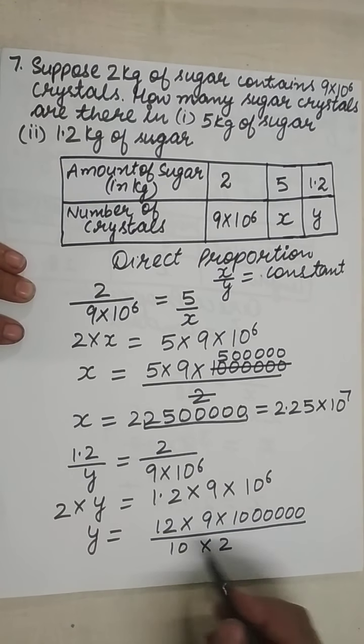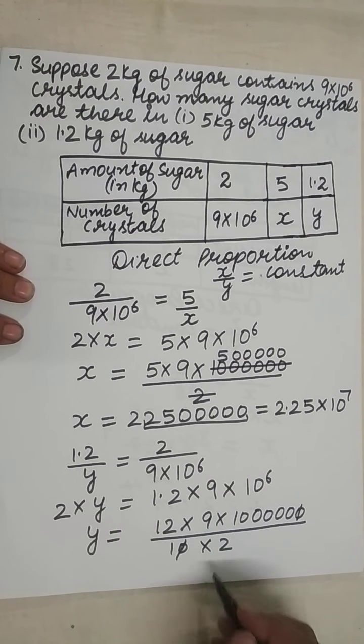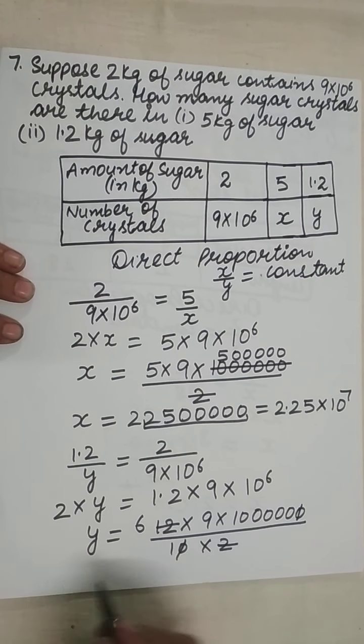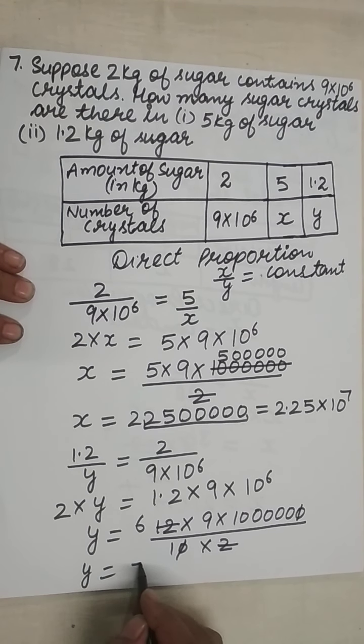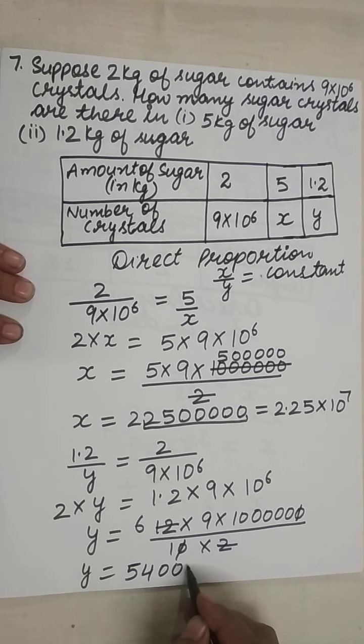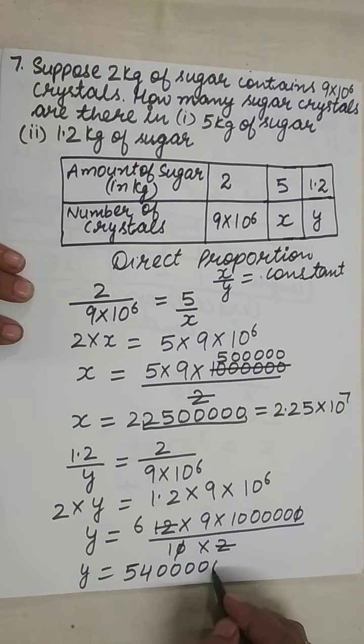So now do the simplification. This 0 and 0 cancel with each other. 2 sixes are 12, 9 sixes are 54. So y is equal to 54 followed by zeros.